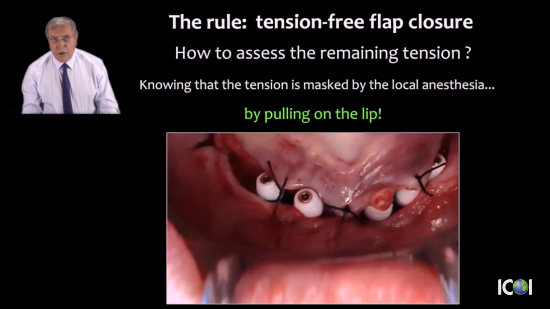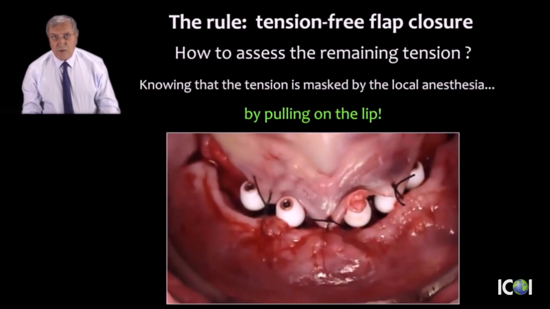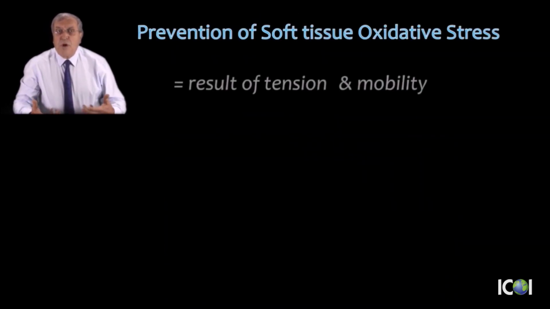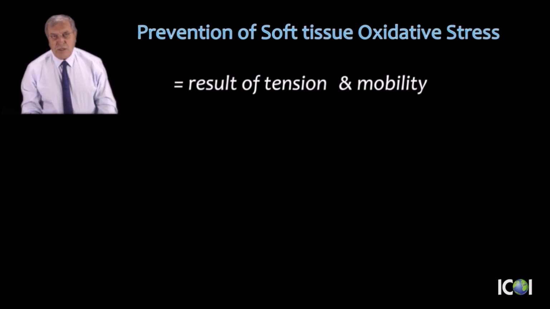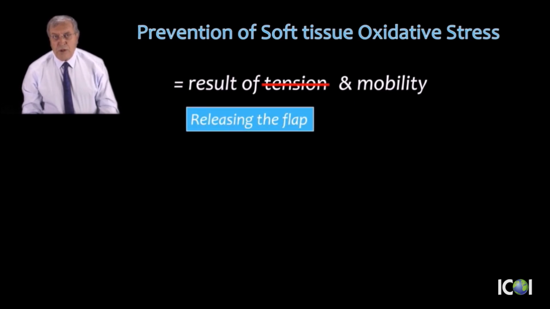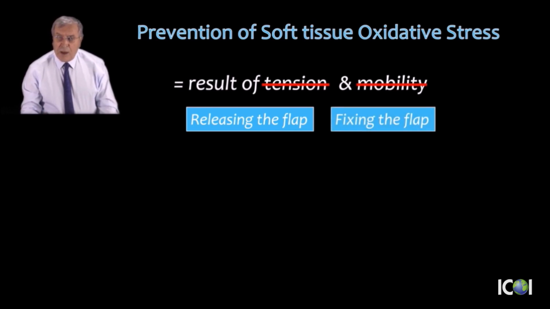When we pull on the lips, we will see the tension. And then if we want to understand and to prevent the soft tissue oxidative stress, we need to remove the tension and we need to stop the mobility by fixing the flap.